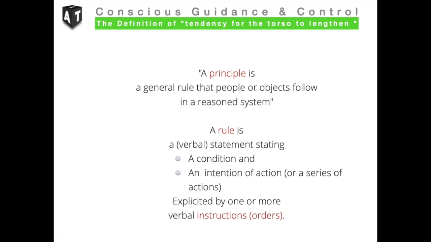I have constructed the definition that shows how the concepts are related. We say sometimes circular. The definition of one implies the others. So I will start with this. Let's start with a very simple definition. We have first the principle, because in the hierarchy of thinking, it is the highest concept. So a principle is a general rule that people or objects follow in a reason system.